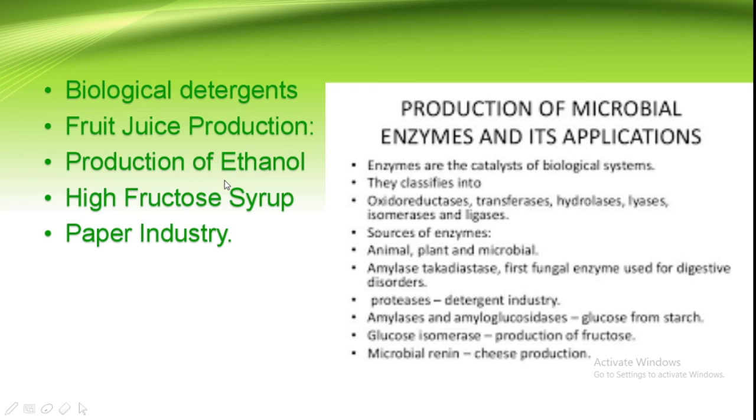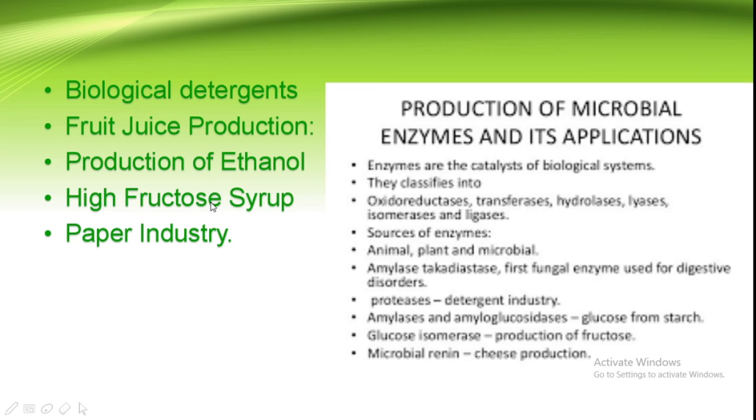In fruit production, the extraction of juice from the fruits requires high temperature, but it affects the color and the flavor of the juice. So the cellulases and the hemicellulases, which break up the cell wall so all the liquid is released, are added to the fruits. In the production of ethanol, in the biofuel industry, cellulases are used to break down the cellulose into sugar, which is then converted into ethanol through the fermentation process.